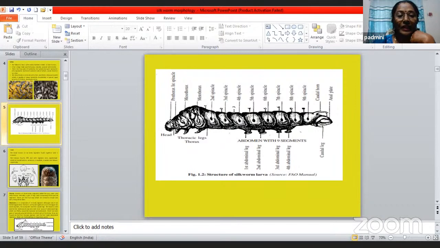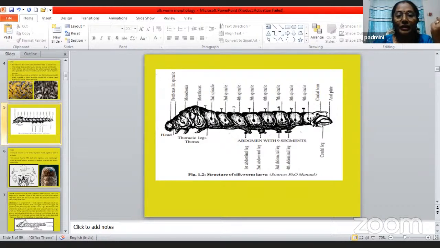So what are they? The head region consists of the mouth parts, whereas the thoracic region is divided into 3 segments. That is the prothoracic region, which contains the first spiracle, then the mesothoracic region and the metathoracic region. So the thoracic region is divided into 3 regions: prothoracic, mesothoracic, and metathoracic. And in the first thoracic region, you have the first spiracle.